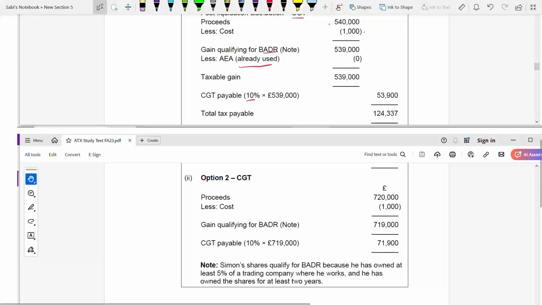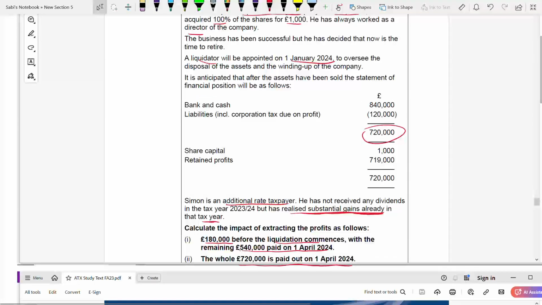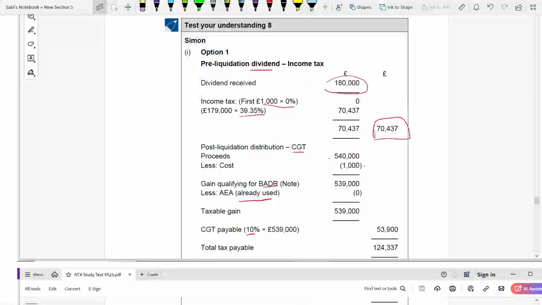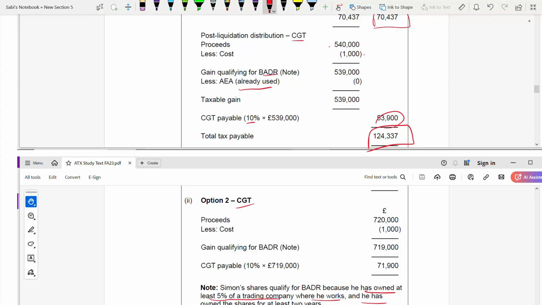Now there is a note to it. Here he has owned at least 5% of a trading company where he works, and he has owned the shares for at least 2 years. You see here, 100% he has acquired, that's more than 5. He has worked for 2 years, more than 2. So that's the reason. Now this CGT payable you add with the income, and this is your total tax payable under option 1. Option 2, everything is CGT. So from 720 you deduct 1000. This itself will be taxed at 10% because the same will apply. So if you see, tax is low under option 2, right?